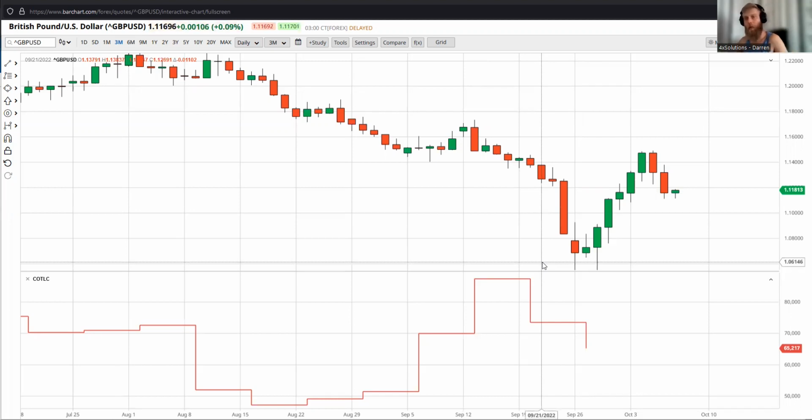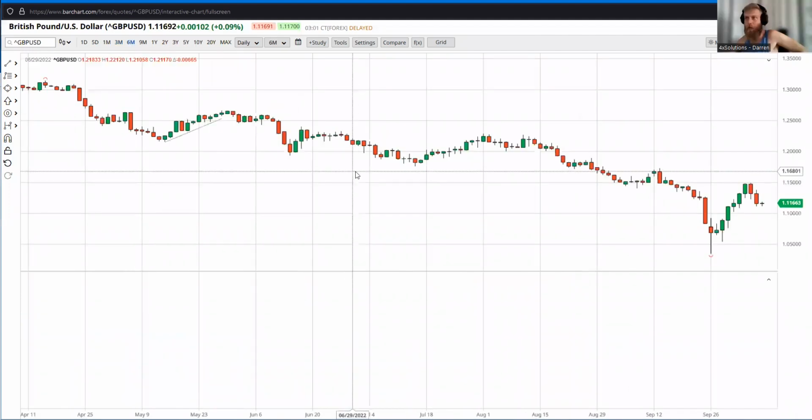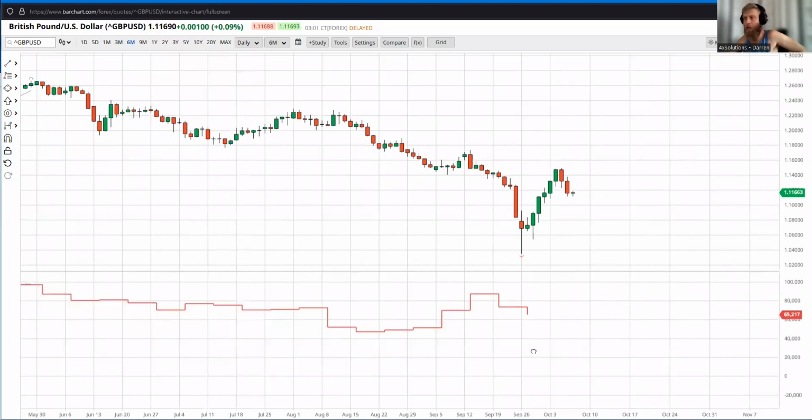Bigger time frame, lower time frame. And this is just 3 months, right? Over here. Yes. So you could do it like 6 months if you want, but really it comes down to what you want to do with the data and how you want to use it.